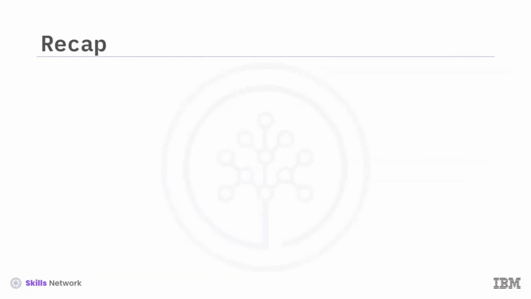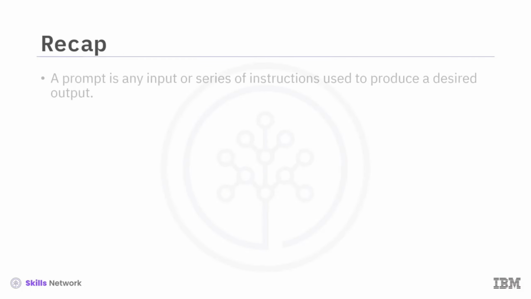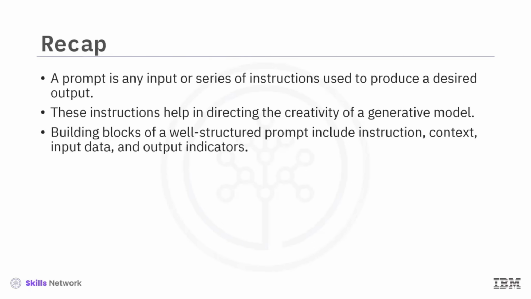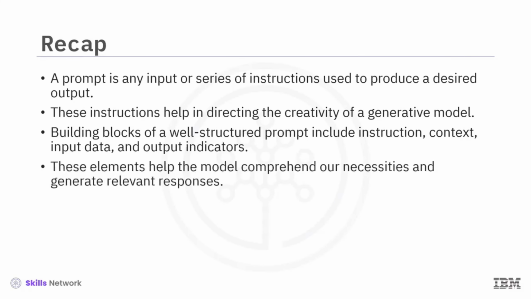desired output. In this video, you learned that a prompt is any input or series of instructions you provide to a generative model to produce a desired output. These instructions help in directing the creativity of the model and assist it in producing relevant and logical responses. The building blocks of a well-structured prompt include instruction, context, input data, and output indicators. These elements help the model comprehend our necessities and generate relevant responses.